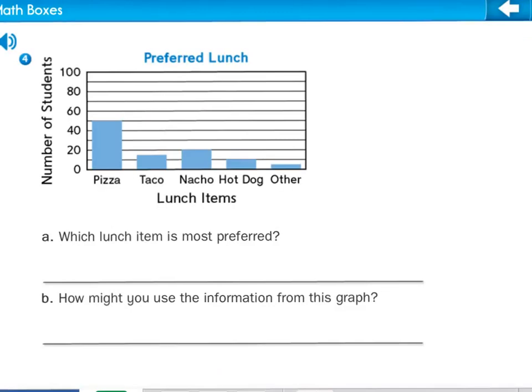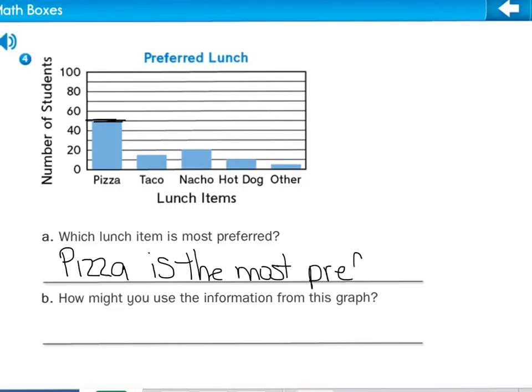We're looking at a bar graph here for number 4, and it's preferred lunches for the number of students. They have different lunch items: pizzas, tacos, nachos, hot dogs, and other. Question A says, which lunch item is most preferred? That'd be the one with the highest bar, pizza. Is the most preferred lunch.